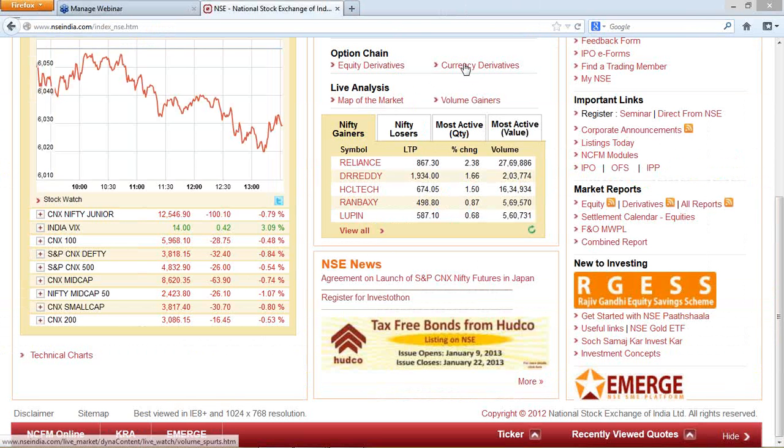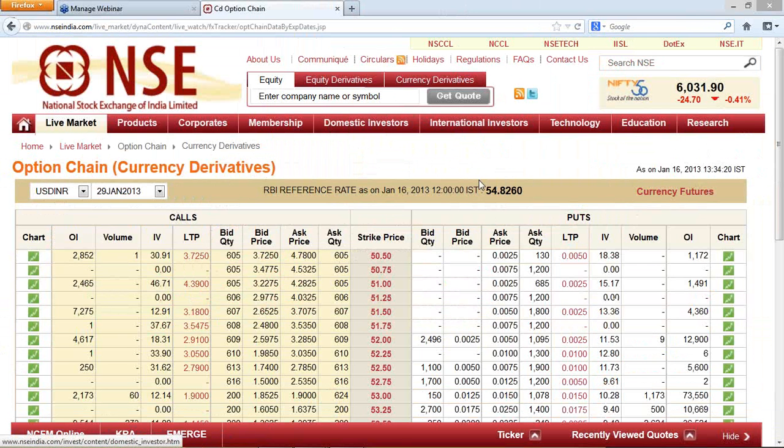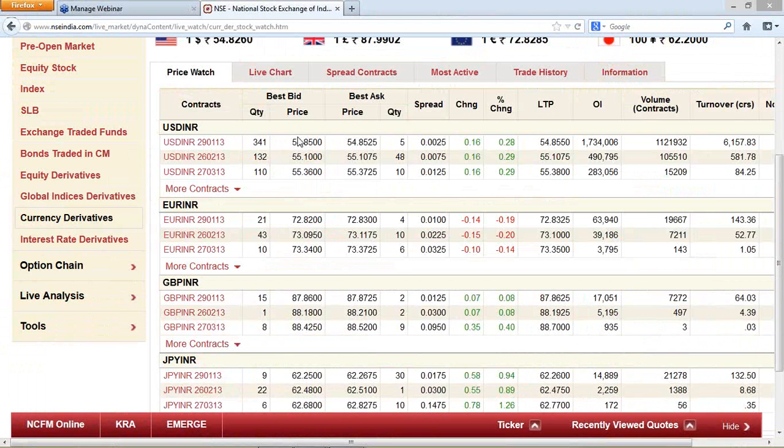Now we are again on the currency derivative page. Let's say you want to buy the currency future contract. You simply have to go to your broker. The currency future contract is currently trading at 54.8500. You just have to go to your broker and tell him that you want to buy 1 lot of USD INR at this price. End of the story. He'll buy a contract and you have bought that particular contract.